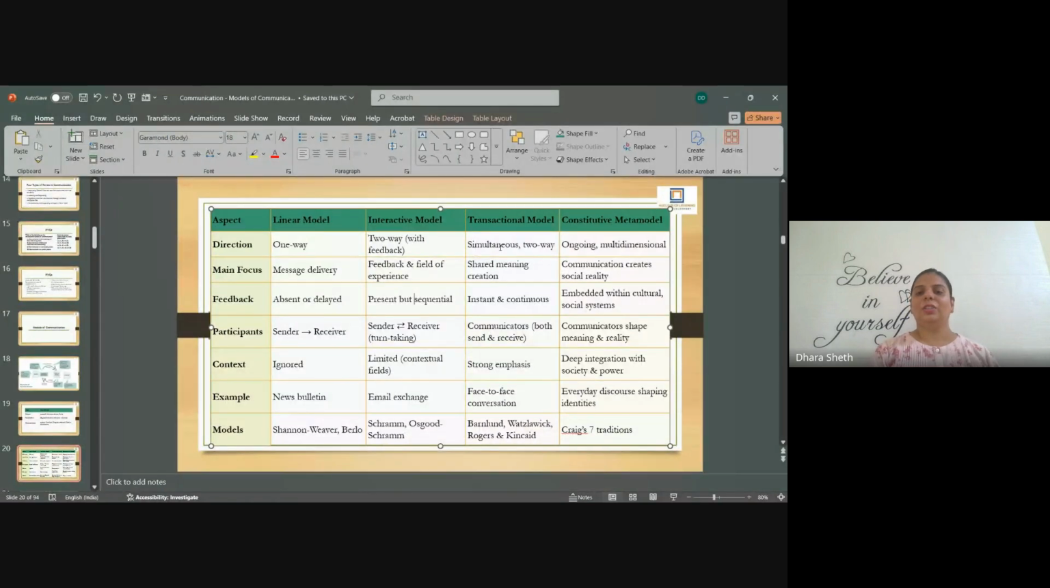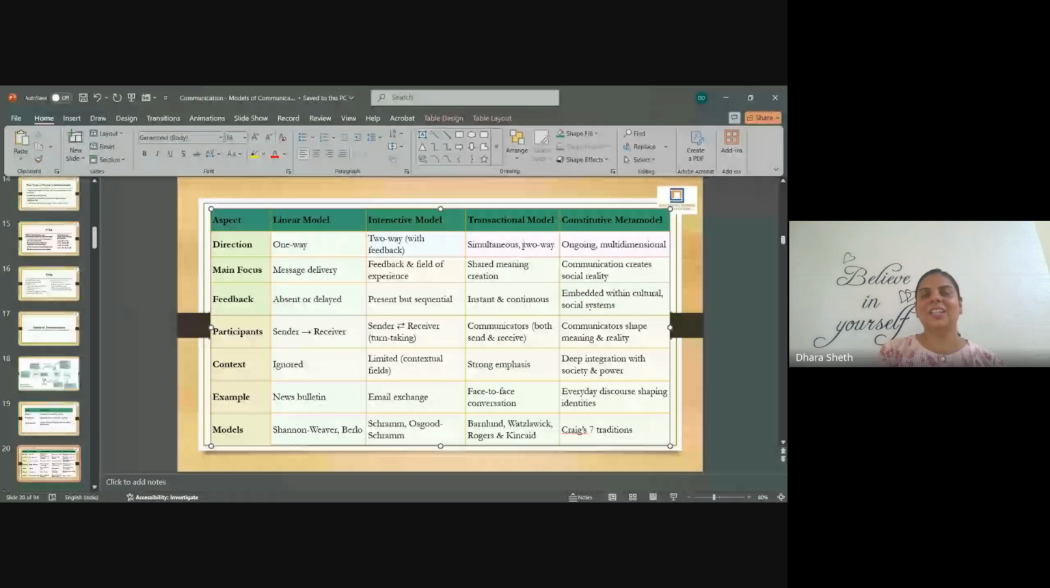Transactional model: two-way feedback, two-way communication, and simultaneous. Like I can be speaking and you can also be typing, or you can also unmute yourself and speak at the same time. So 2 or 3 of us can be speaking at the same time. That's a transactional model of communication. Shared meaning creation, instant and continuous, like a face-to-face conversation.